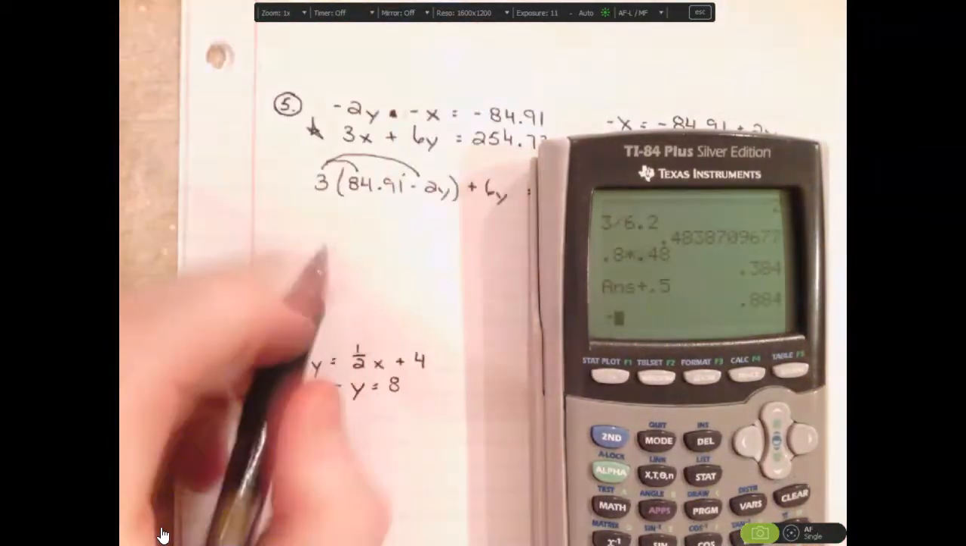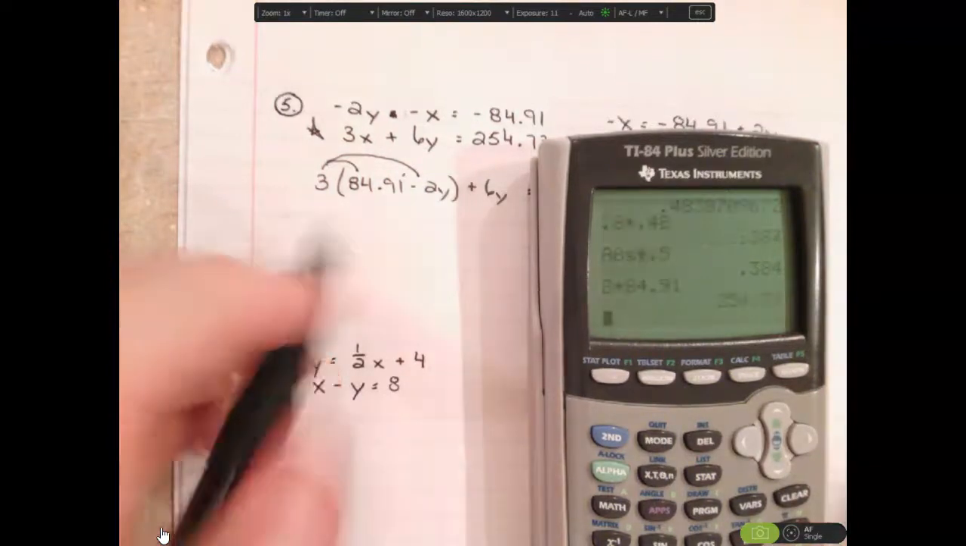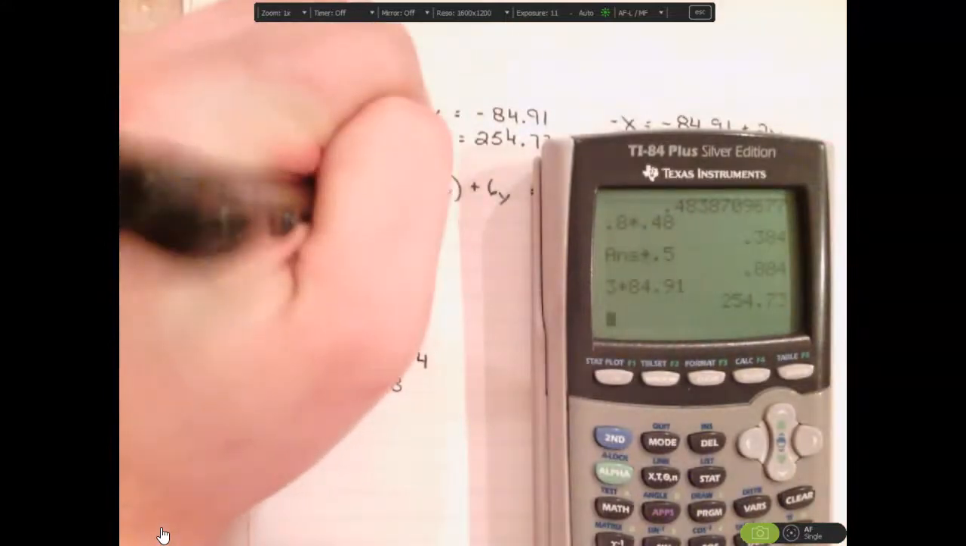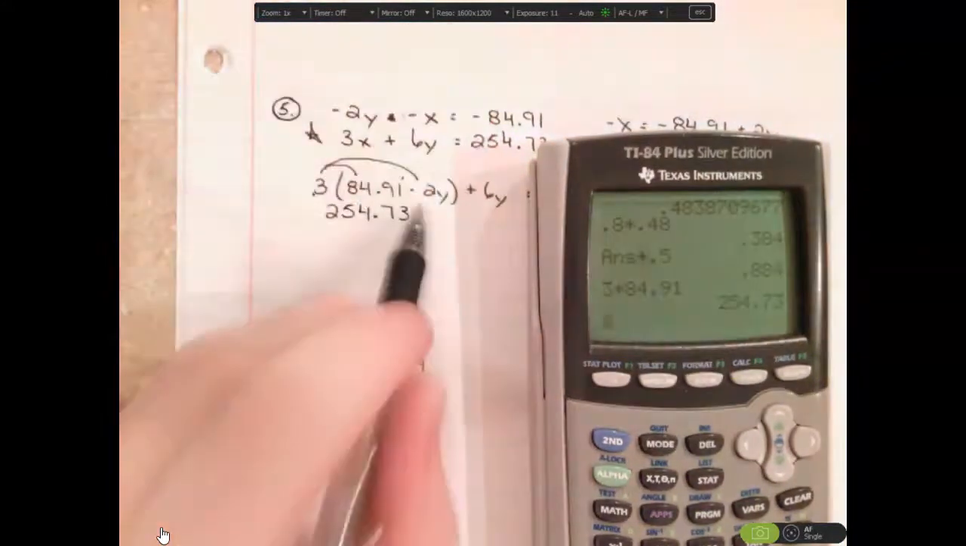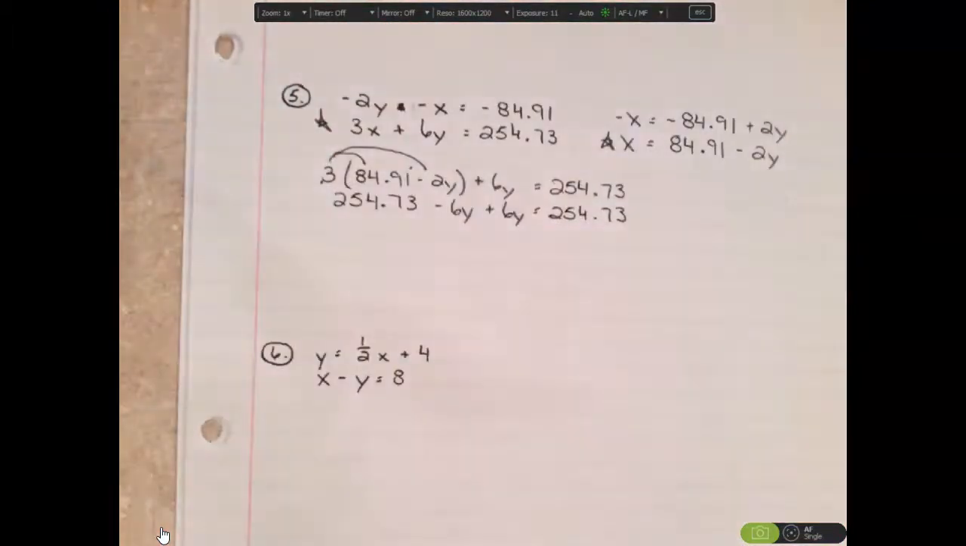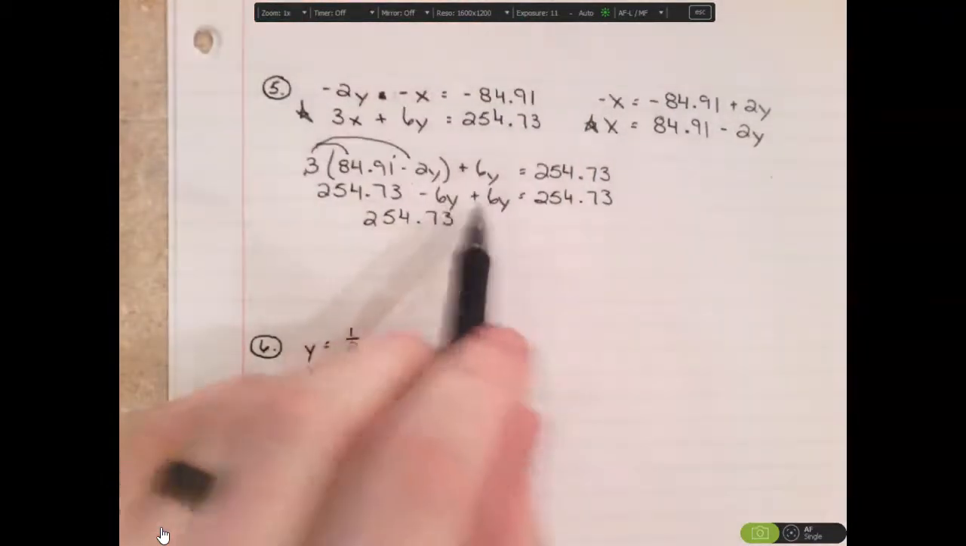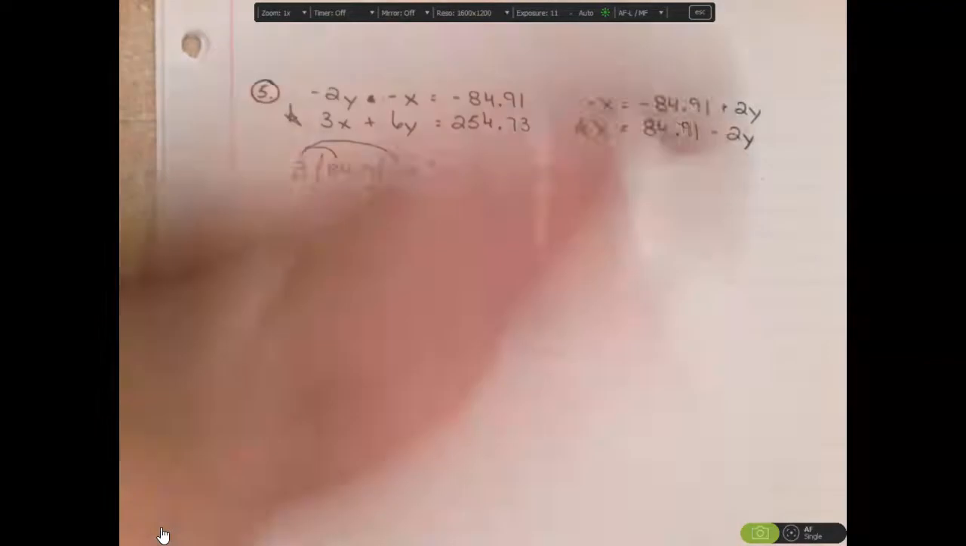I distribute. So let's get our calculator out because that's a multiplication problem I'm not too familiar with. Let's do 3 times 84.91. I get 254.73. 3 times negative 2y is negative 6y. I'm going to finish writing the rest of this, so plus 6y equals 254.73. Now I combine my terms. So I have 254.73, negative 6 plus 6. Well, that's 0. So those cancel. So this is equal to 254.73.